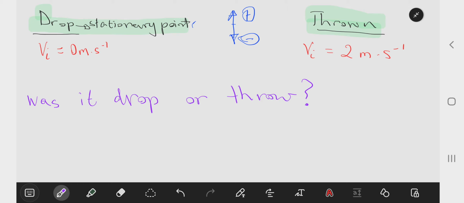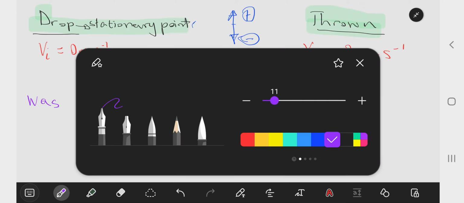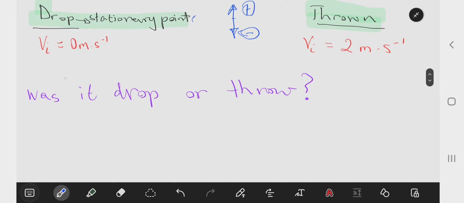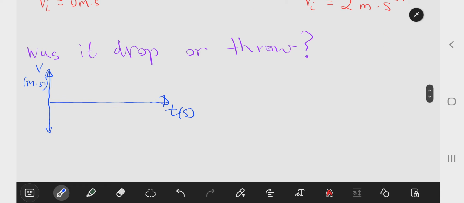Okay, so graphically, how do we represent these two scenarios at the starting point, if it's a throw or if it's a drop? On a graph, say we have your y-axis, which is your velocity axis, and your x-axis, which is your time axis. Your time is in seconds, your velocity is in meters per second. So that is a velocity time graph. Let me do it for both scenarios. This would be for the first scenario, the drop, and this would be for the second scenario, the throw.